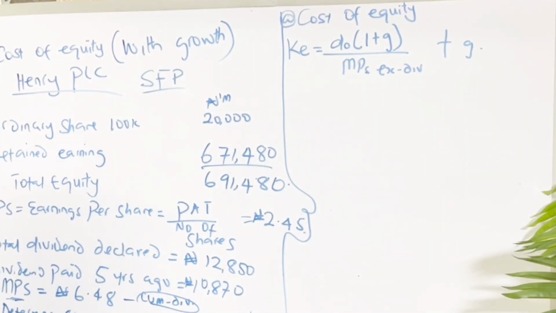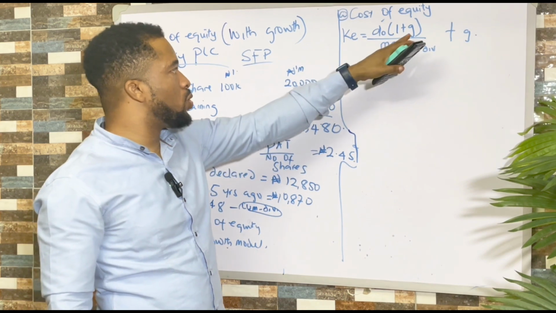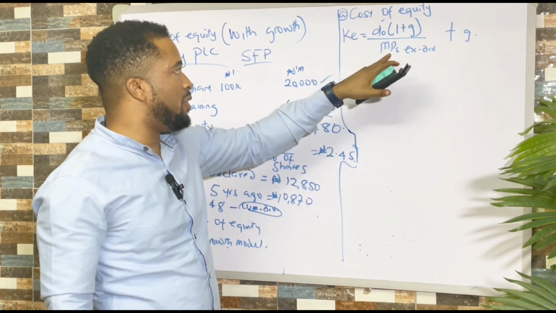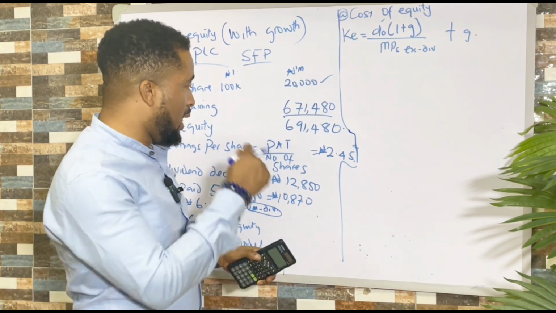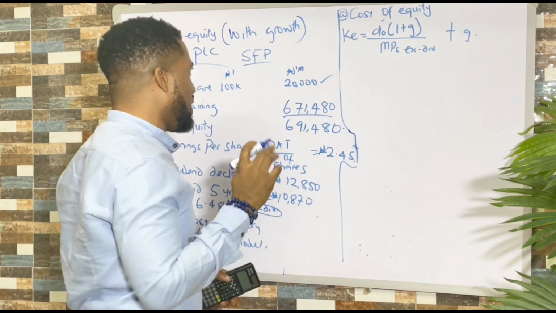This is our formula for calculating cost of equity where you have a growth situation. The first thing we need to do is to get our dividend and also to get our growth, and then to adjust that dividend on the MPS, and then we move on to the cost of equity. Very simple. No thinking is required.